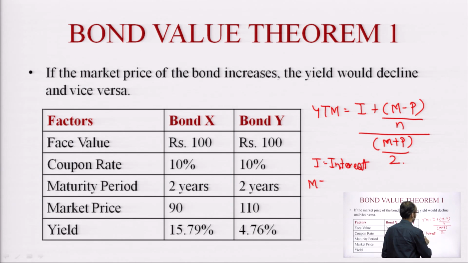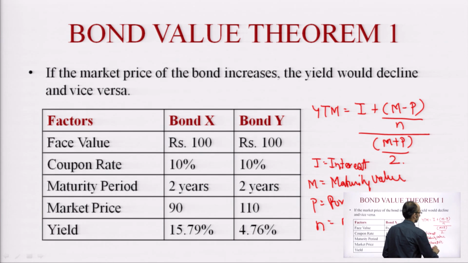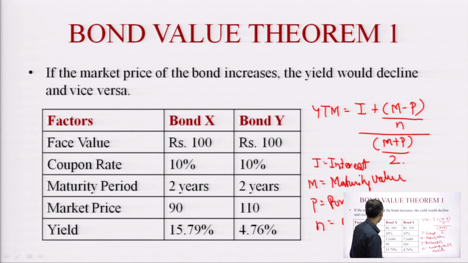M stands for maturity value, P stands for purchase price, N here means number of years till maturity, or we can simply say the maturity period. Now, if we implement these variables in this formula, let us see what will be the result.